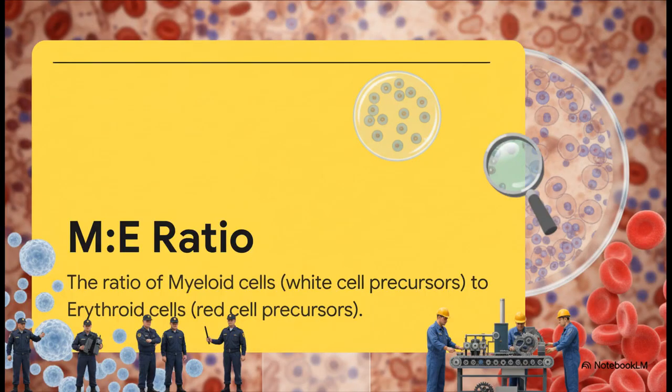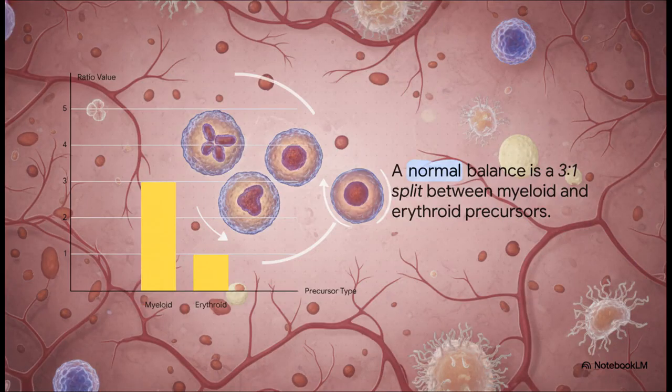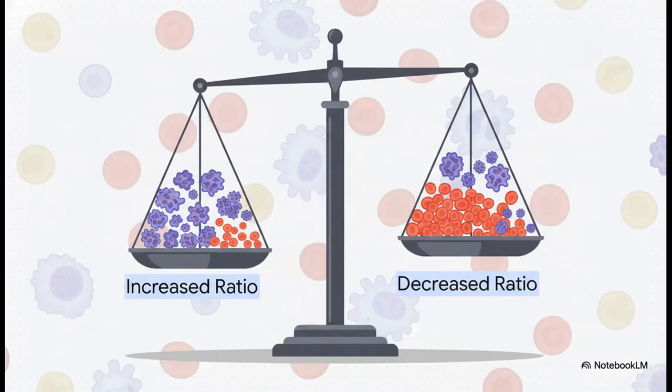Okay, clue #2 is the M/E ratio. Think of it like comparing guards to factory workers. Normally, you're looking for a 3-to-1 ratio. That's 3 myeloid for every 1 erythroid cell. If that ratio is off, that's a huge clue. It points us toward totally different kinds of problems.